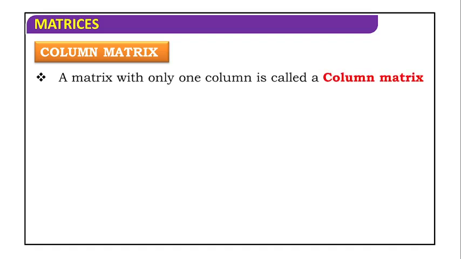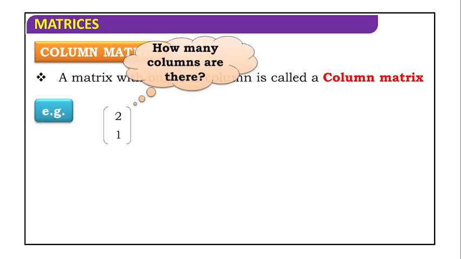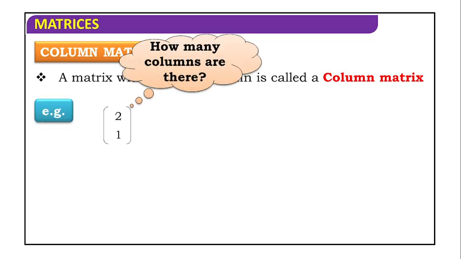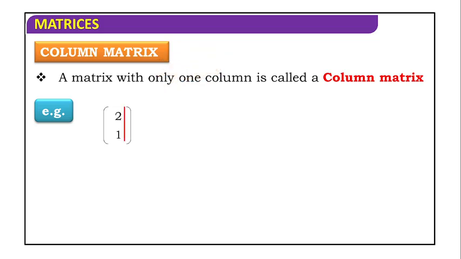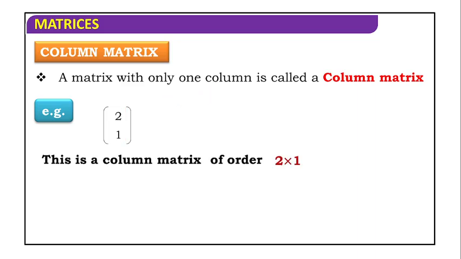Columnar matrix. A matrix with only one column. Example, 2, 1. Here there is totally one column and 2 rows. This is a columnar matrix with order 2 cross 1.